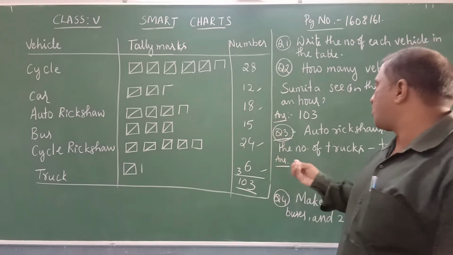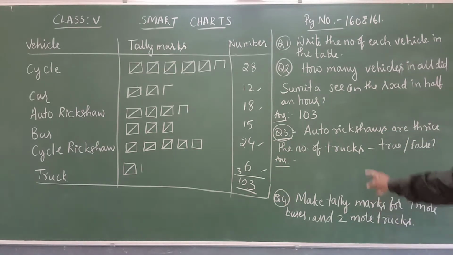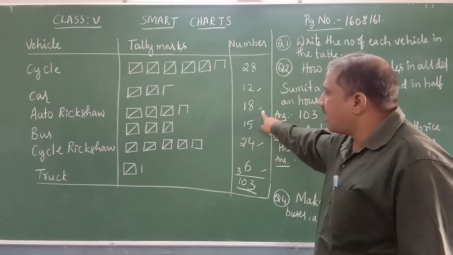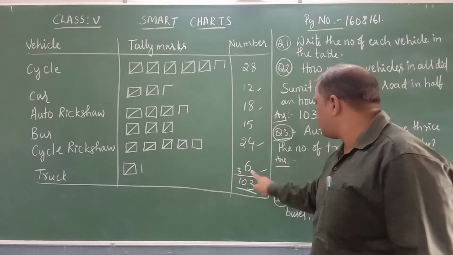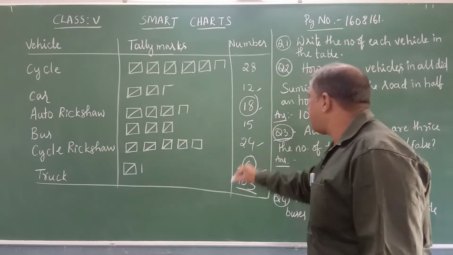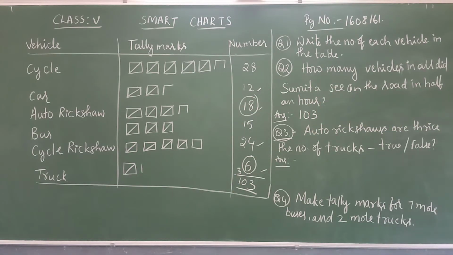Such a type of question we have in this third question. Auto rickshaws are thrice the number of trucks. Is it true or false? Auto rickshaws, how many do we have? 18. And trucks, how many? 6. 18 is 3 times of 6. Thrice means 3 times. 3 times of 6 is 18.